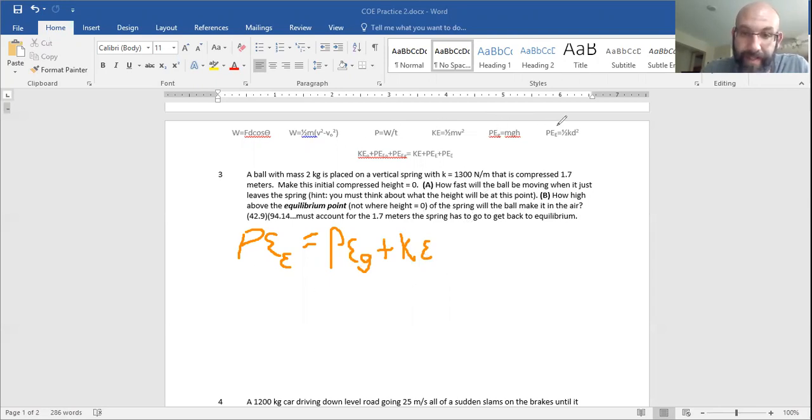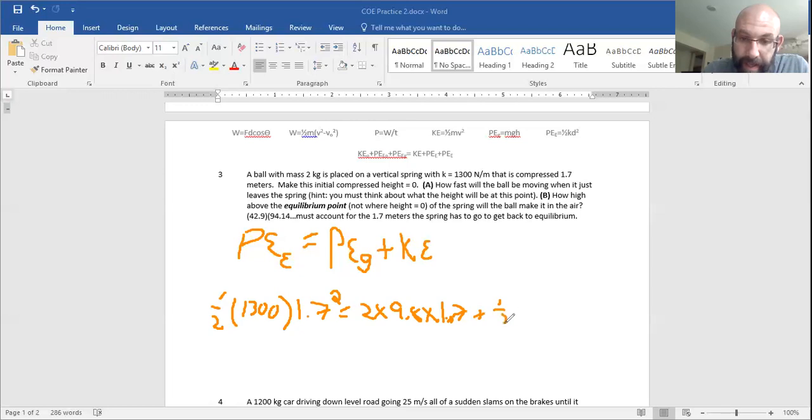So now we're just going to plug everything in. Elastic potential energy is 1/2 k, and k is 1,300. How far is it compressed? 1.7, squared. That equals mgh: 2 times 9.8 times 1.7, because that's how high it is in the air, plus 1/2 of 2 v squared.